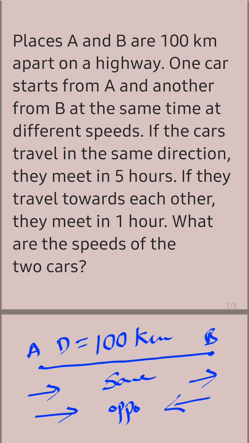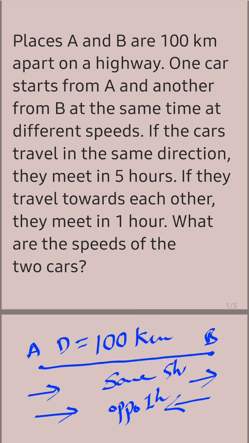So the two situations are: if the cars travel in the same direction, they meet in 5 hours. And if they travel towards each other, that means in the opposite direction, then they meet in 1 hour only. So two different situations are there. The question is, what are the speeds of the cars? Here the speeds of the cars we don't know.